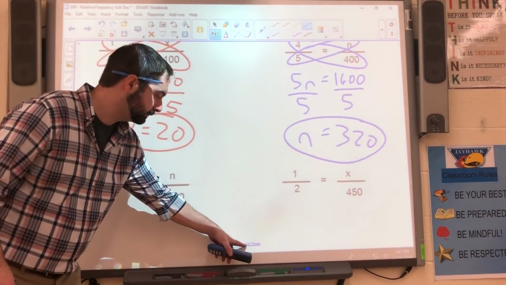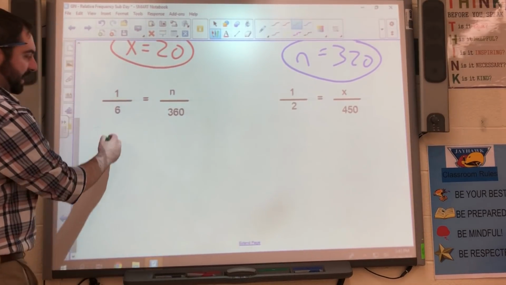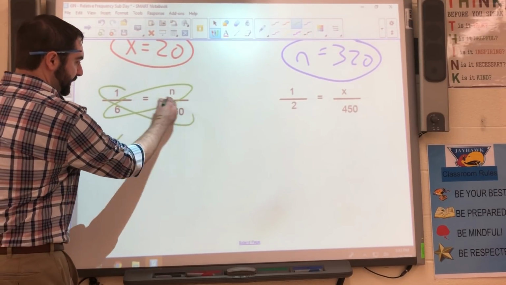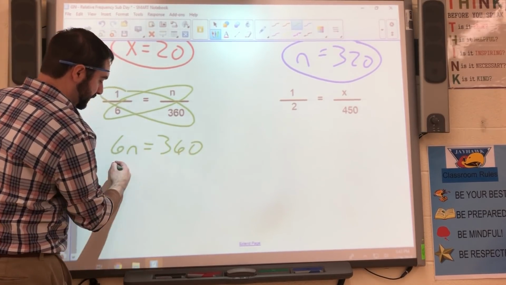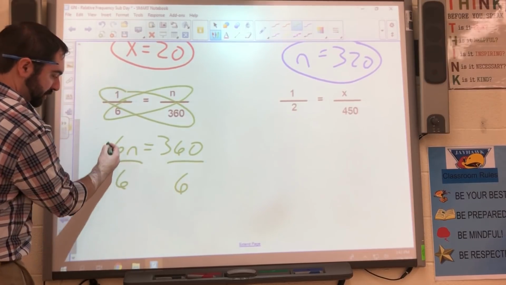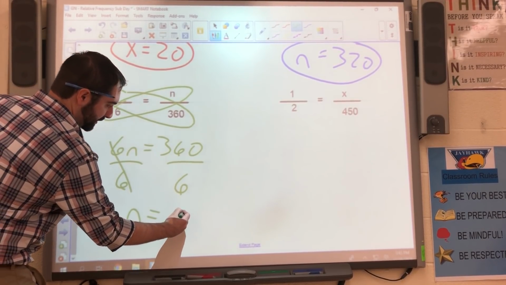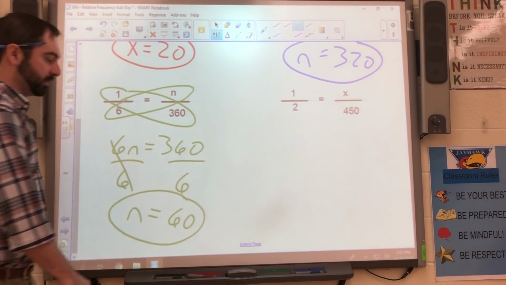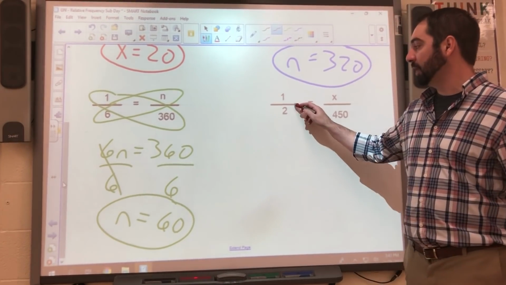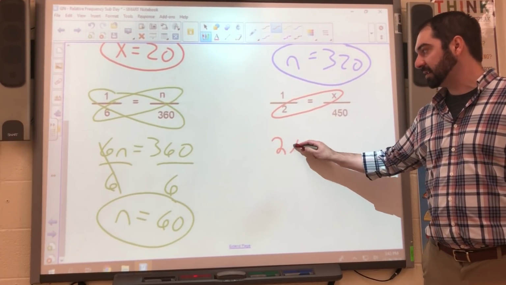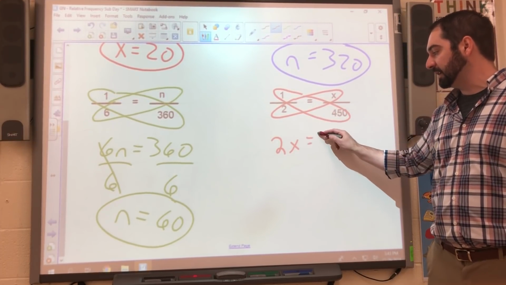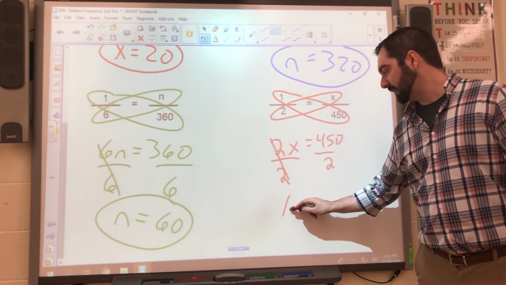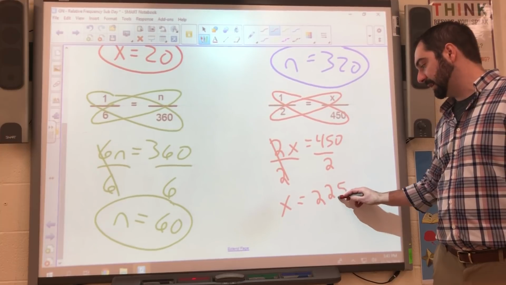Bottom two. Bottom left, again, cross multiplying first step, 6 times n, 6n. 1 times 360 is 360. Just like all of them, I'm dividing by my coefficient, divide by 6, n equals 60. And last one. Again, cross multiplying, 2 times x gives me 2x. 1 times 450 is 450. Dividing by my coefficient 2, x equals 225.